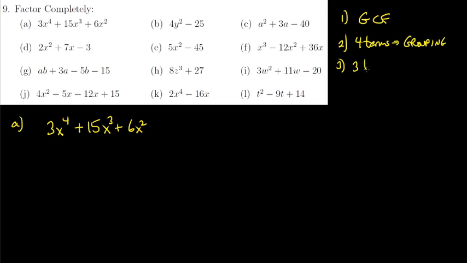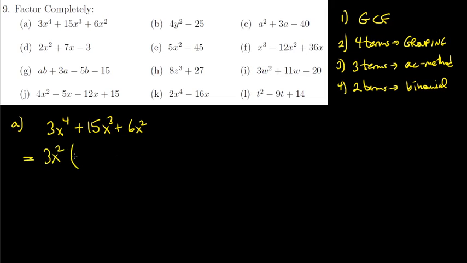If you have 3 terms, you can always use the AC method, although there might be other ways of doing it. There are shortcuts sometimes. And if you only have 2 terms, those are called binomials, and there's only 3 ways of doing those. We'll talk about those later. So here we have 3 terms, but remember, before you do any AC method, you might want to find the GCF. The GCF here is just 3x squared. So you factor out the 3x squared, and when you divide, you get just x squared plus 5x plus 2.